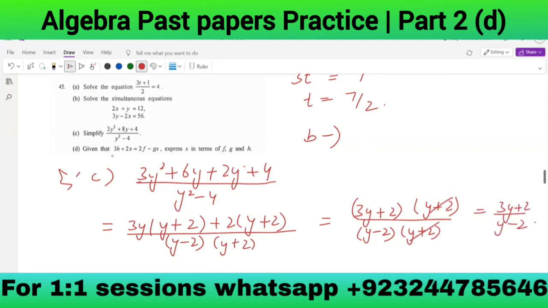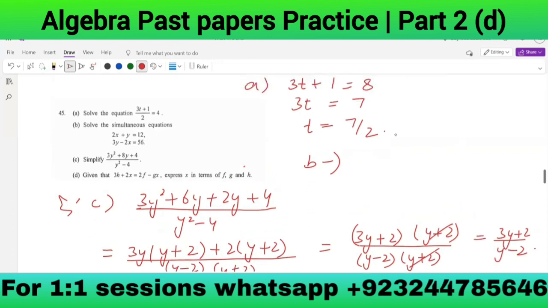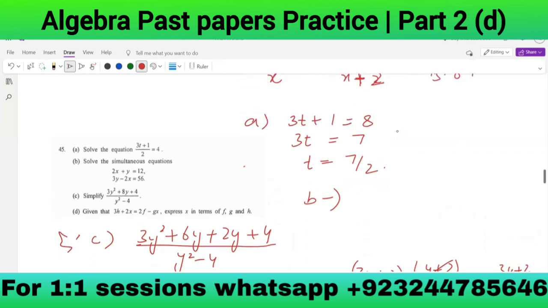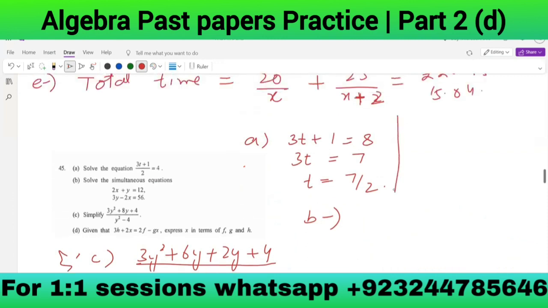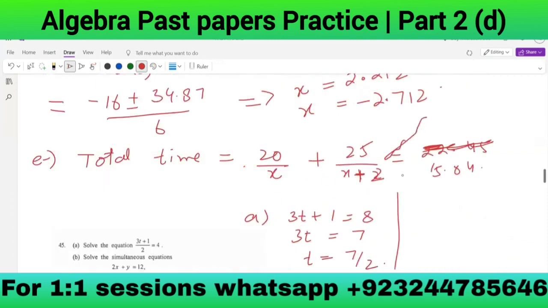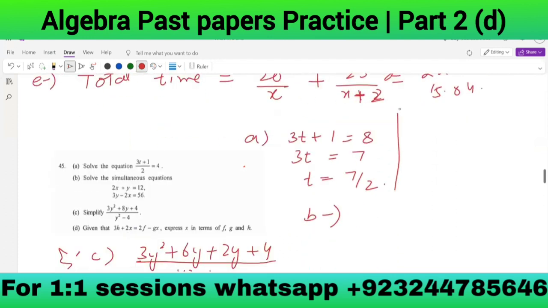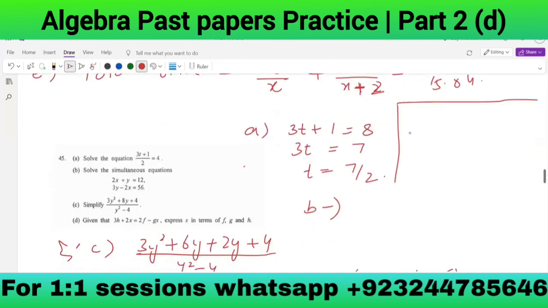Okay, so the last one is D part. Given that 3h plus 2x is equal to 2f minus gx, express x in terms of f and g. So it means you need to make x the subject of the formula.